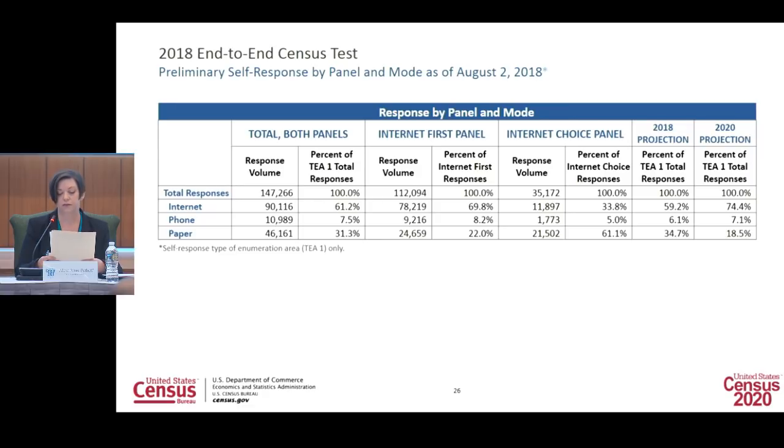When we look across the panels, we see roughly what we expect for the Internet First panel. The majority of responses from that panel were submitted online. We were also pleased to see, though, that nearly 34% of the responses from the Internet Choice panel were submitted via the Internet Self-Response instrument. Given that this panel had a physical paper questionnaire in their hands from the very beginning of the test, we were pleased to see so many Internet responses from that panel.